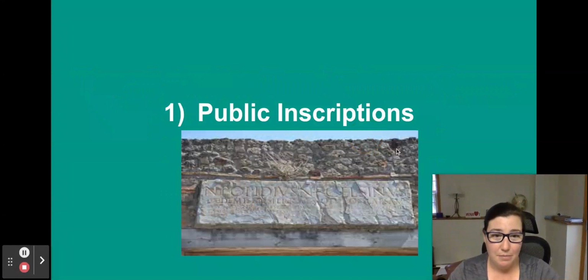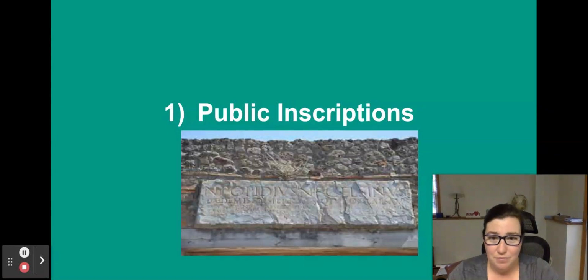So let's talk a little bit about public inscriptions. This is one of my favorites. This is the inscription from the Temple of Isis. And this is the Temple of Isis that is in Pompeii. This shows the kind of multicultural, multi-religion nature of a lot of these places outside of Rome. So the Temple of Isis indicates that there were people from Egypt or people who had traded with Egypt in this area. So that's something important to note.